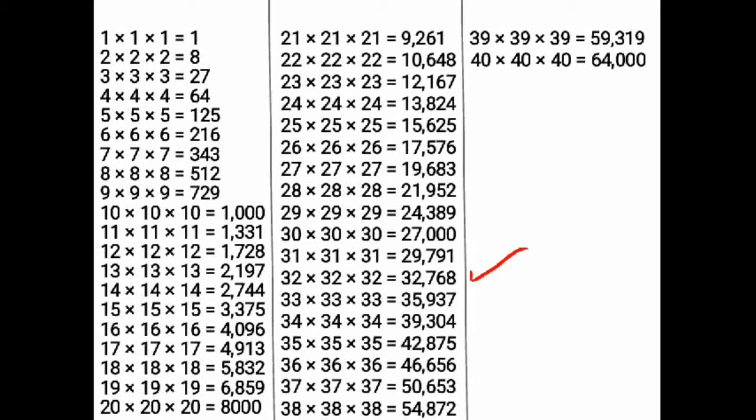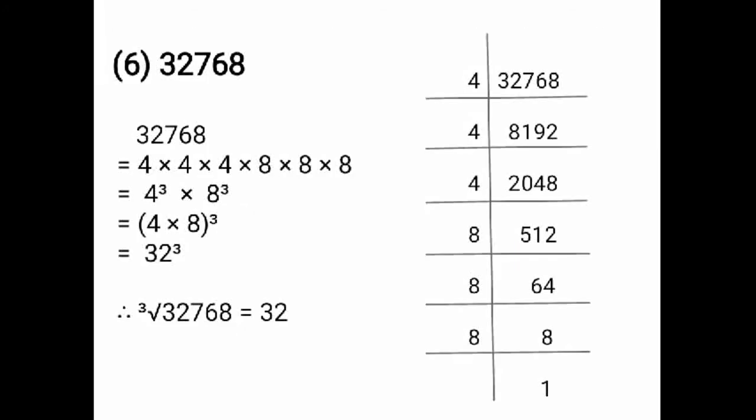32,768 is here. 32, the number, is 4 8s are. The 2 table is also going. Before that I already told you, if you take the 2 table for dividing 32,768, the division will give us a long method. So that's why I have taken 4 and 8. 4 8s are 32. That is, 32 cube is 32,768. So therefore cube root of 32,768 is equal to 32.